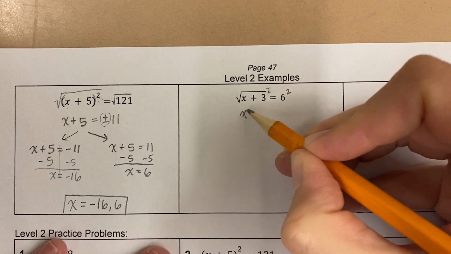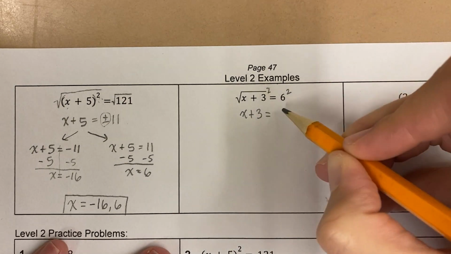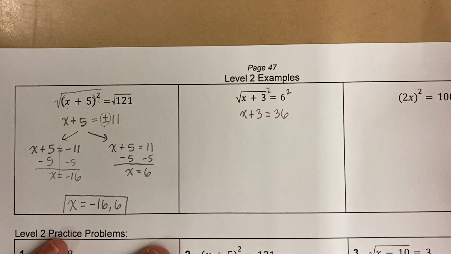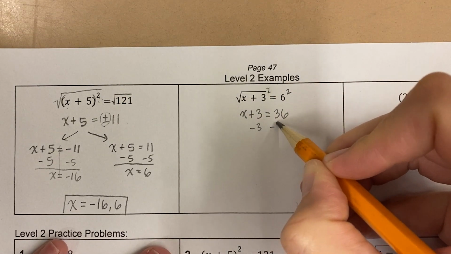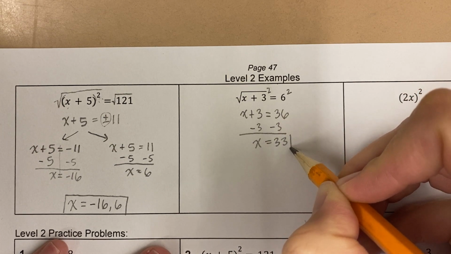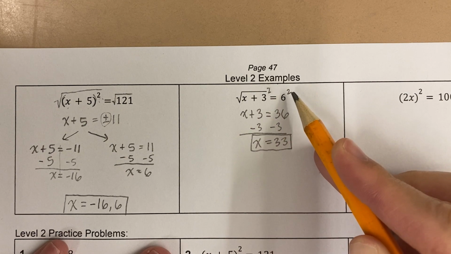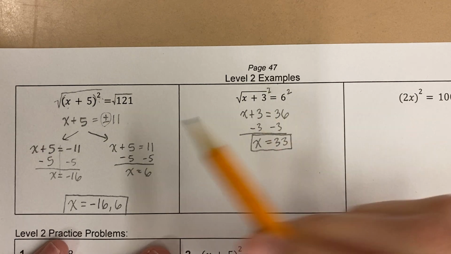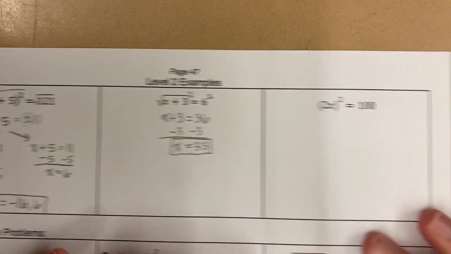Okay, so then I get x plus 3 equals, what's 6 squared? 6 times 6 is 36. This is not plus or minus. 6 times 6 could not be negative 36. It's only positive 36. So here, I'm just going to subtract 3 from both sides, and I'm done. This equation has only one solution. When I square, that does not create two answers. When I square root, that creates this split.